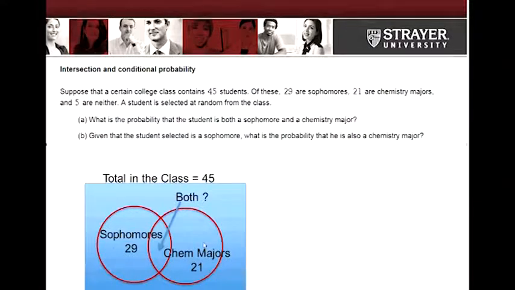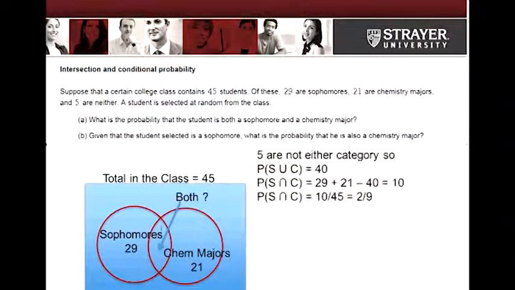So let's do a Venn diagram. A Venn diagram shows the entire universe as this blue. So the total in the class in this case is 45. We know there's 29 sophomores and 21 chem majors. But the sophomores run into the chem majors here in the middle, and the chem majors run into the sophomores. So we've got to try and figure out how many are in the middle. Well, there's 5 students that aren't either.